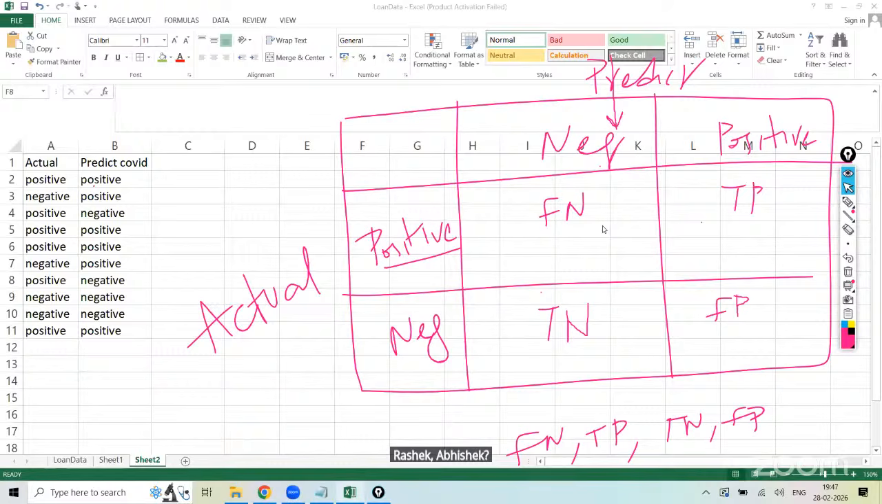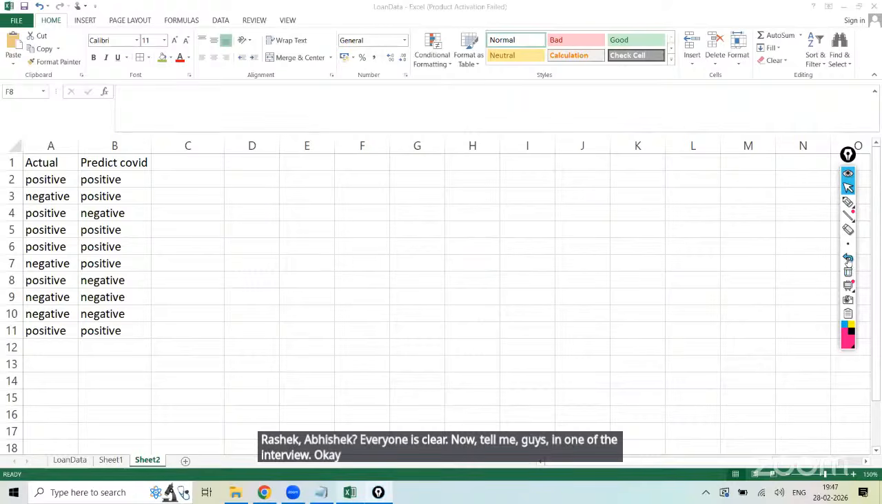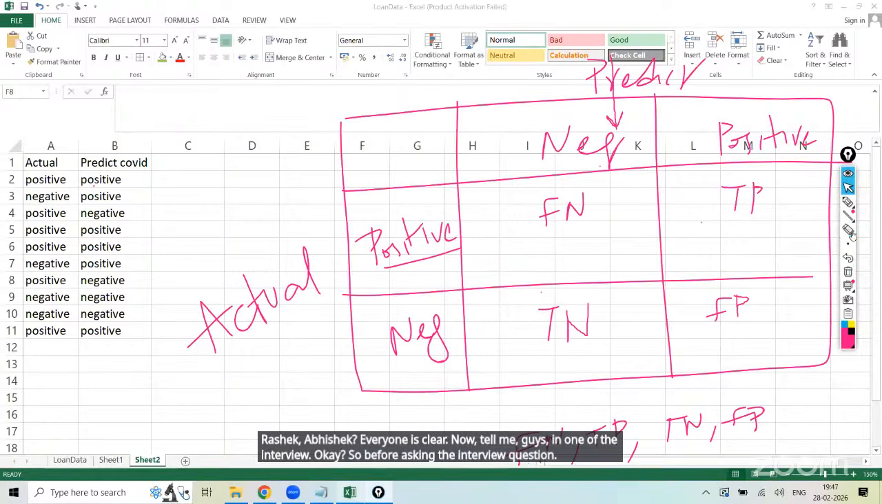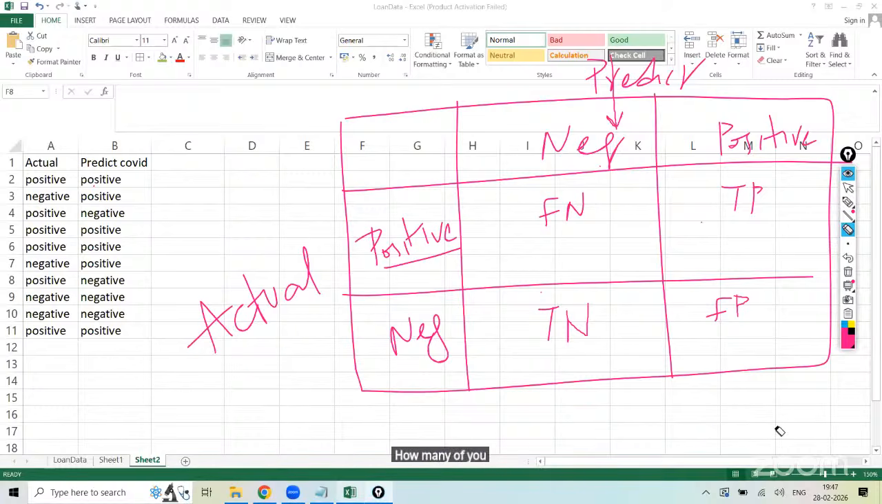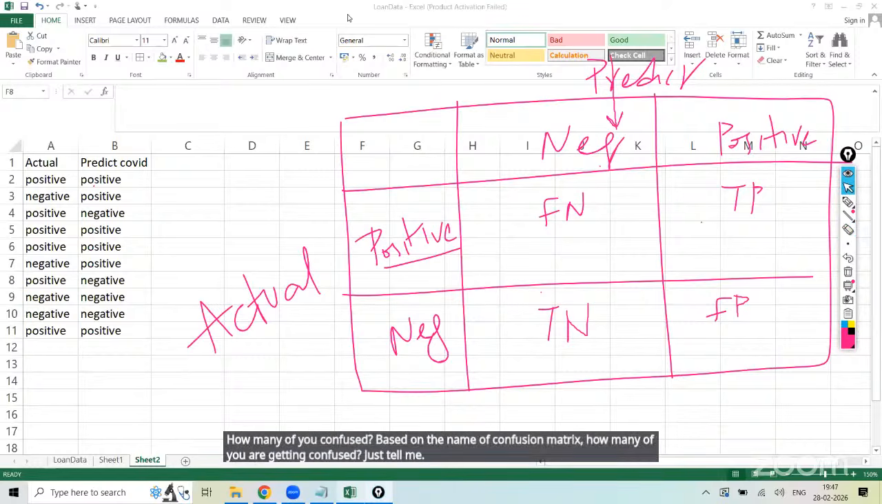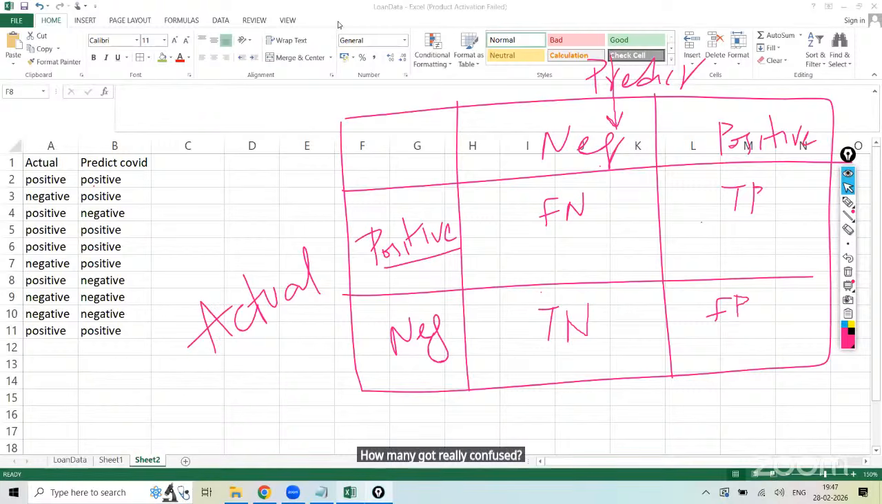Everyone is clear? Now, tell me, guys, in one of the interviews, before asking the interview question, how many of you got confused? How many of you are clear? Based on the name confusion matrix, how many of you are getting confused? Just tell me. Basically, it is called confusion matrix by name itself. Most of the students will get confused. Why will they get confused, you know? Blindly they follow. That is the reason. They will not understand the logic behind that.